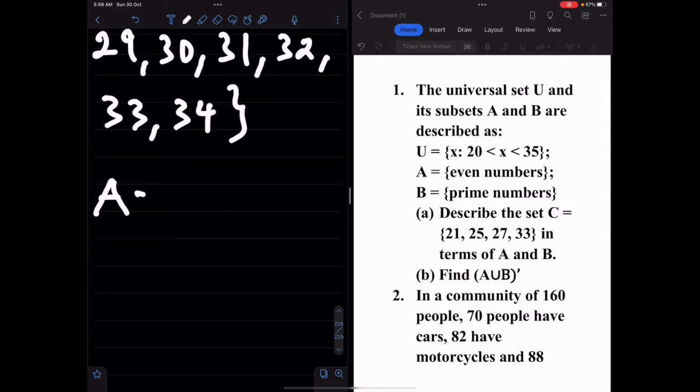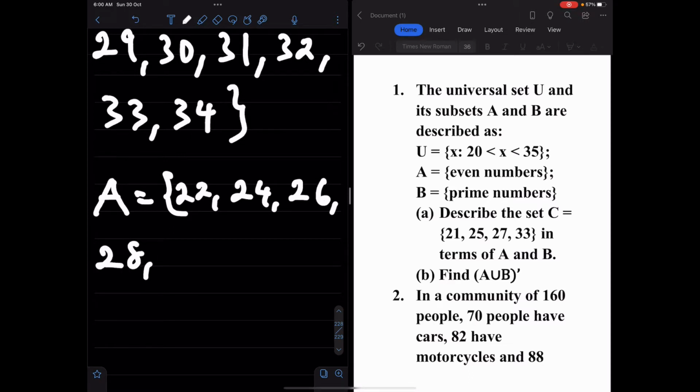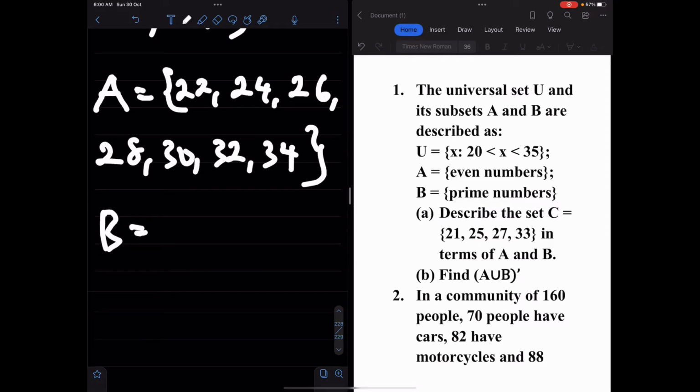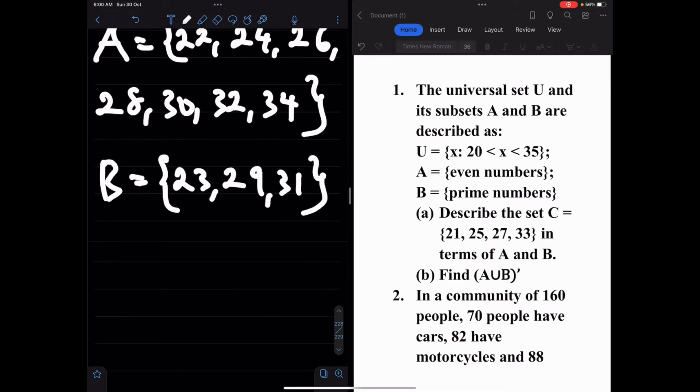What are the elements of set A? Those are the even numbers between 20 and 35. That will be 22, 24, 26, 28, 30, 32, and 34. That's the set A. Now the elements of the set B are the prime numbers between 20 and 35, and that will be 23, 29, and 31. That's the set B.